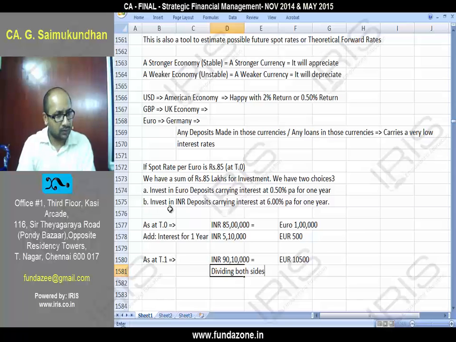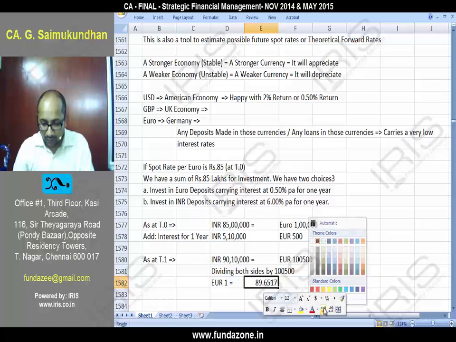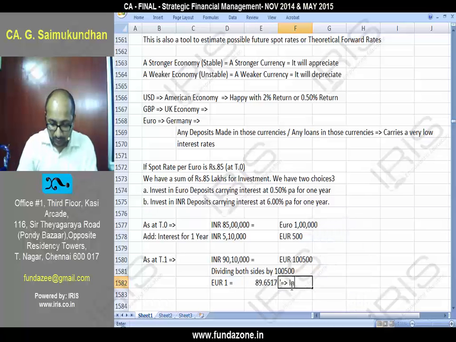Yes? Divide both sides by, sorry, 90 lakh 10,500, more properly, and 1 lakh 500. What is it that we are going to get? Euro 1 would be equivalent to 89.6517. What is this here? The indifference point, or indifference rate.